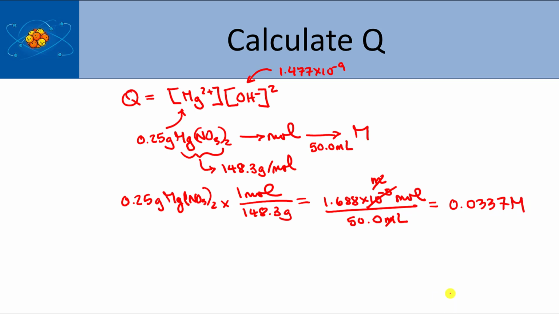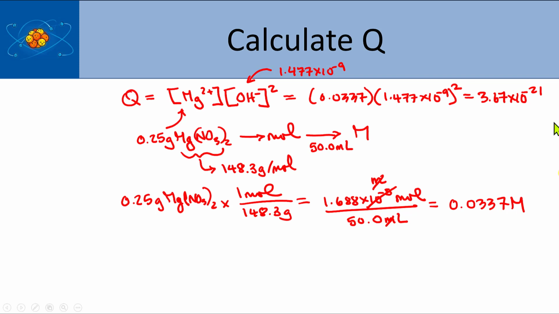All right, so now I can go ahead and finish calculating the Q value. I have 0.0337 here, and I have 1.477 times 10 to the minus 9 here, and this is squared. And I end up getting Q being equal to 3.67 times 10 to the minus 21.